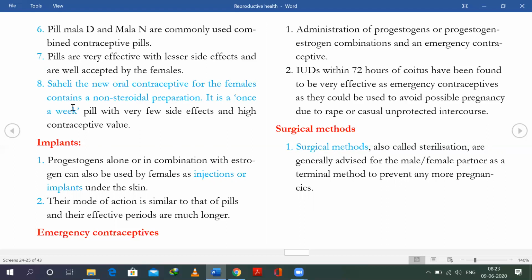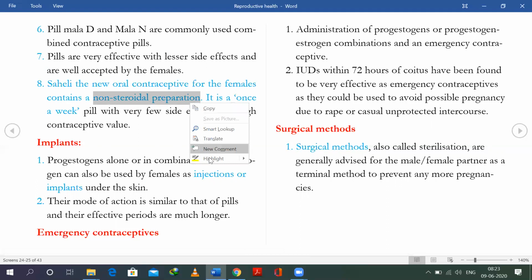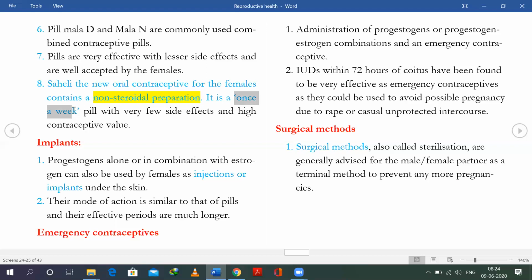It's a once a week pill with high contraceptive value. The key point to remember here is that this is a non-steroidal oral contraceptive, and it is a once a week pill, prepared by the Central Drug Research Institute, CDRI. Those are the two kinds of pills that we have seen, Mala D and Mala N 21-day pills.